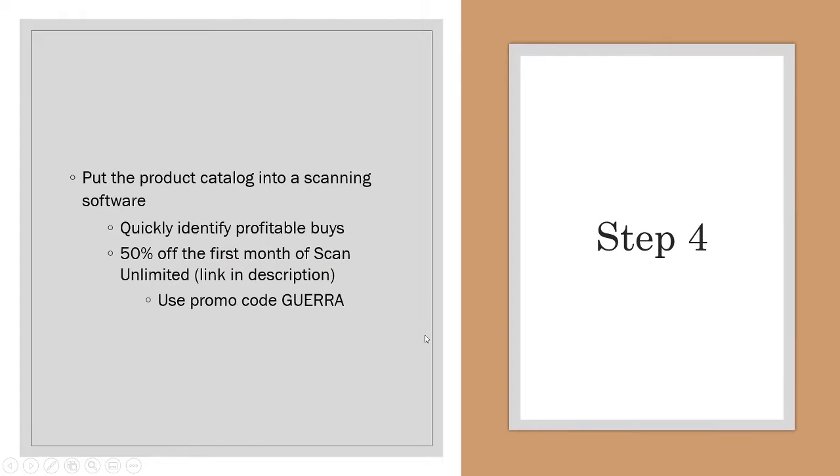But you want to use the scanning software because, like I said, the majority of these sites are going to have product catalogs. So why would you spend time manually sourcing? In the past, I would literally go through and waste a lot of time manually sourcing sites, but I could have gotten a product catalog and put it into software, okay?